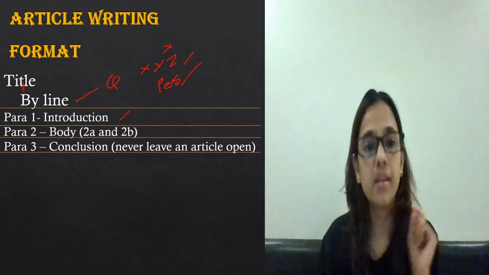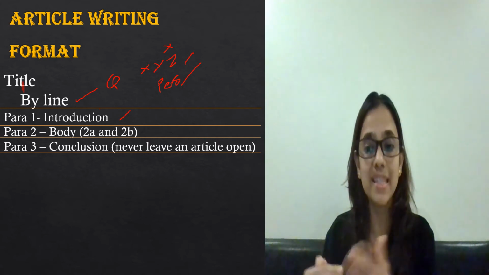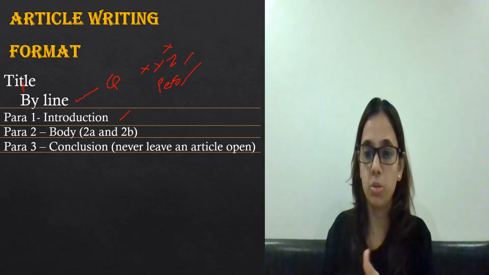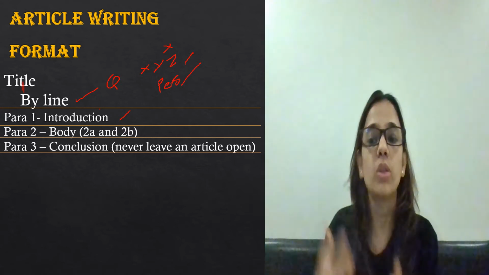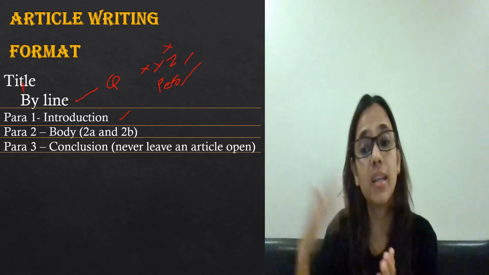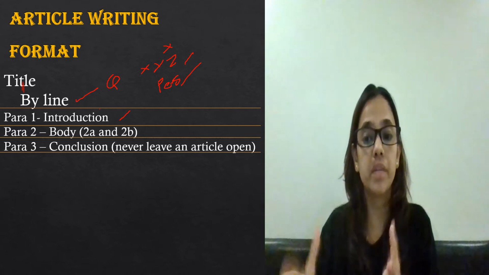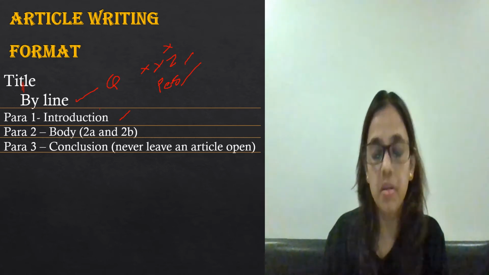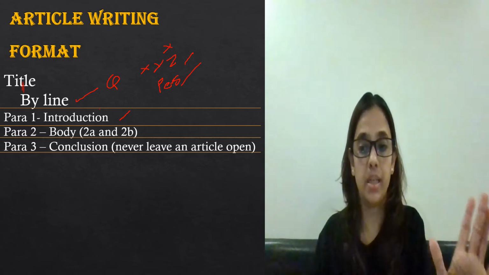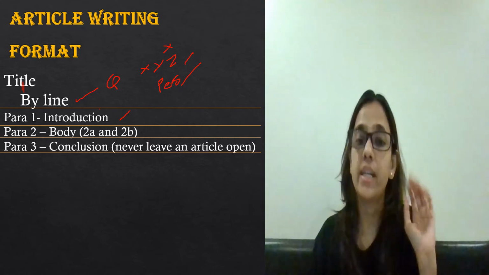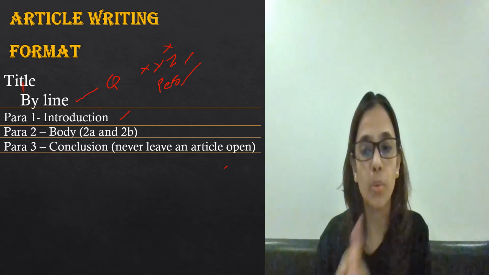Para 2 is the body part, where it plays an important role. The paragraph 2 you can divide into 2 paragraphs. Why? Because this will really give you a good presentation as well, and on the next slide when I'm explaining, you will understand better how it will be a good presentation and how it would look more attractive for the reader to read. Then paragraph 3 is the conclusion, and please never ever leave an article open, never ever. That's really not acceptable. Your marks get deducted directly if you do this. So please don't do that. It's strictly no.